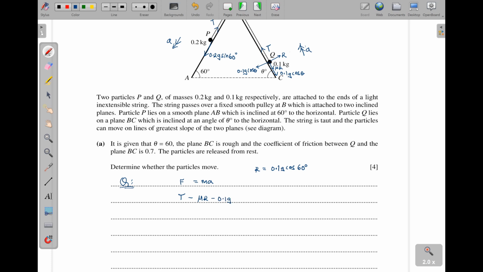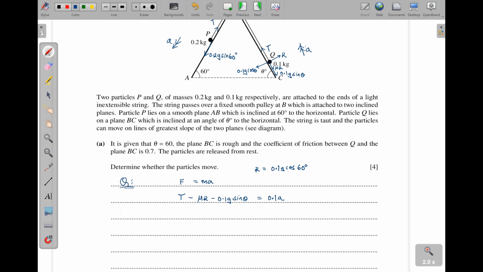Pardon me, I made a mistake here. This one is supposed to be sine theta. The component of the weight along the plane is sine of theta, not cosine. Please pardon me there. So this is 0.1 g sine of theta, and this will be equal to MA. The mass is 0.1, times A. Okay, and then let's go to P.